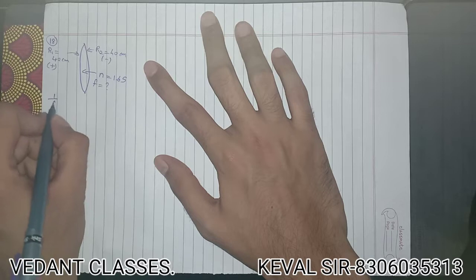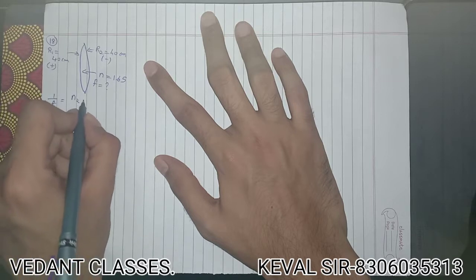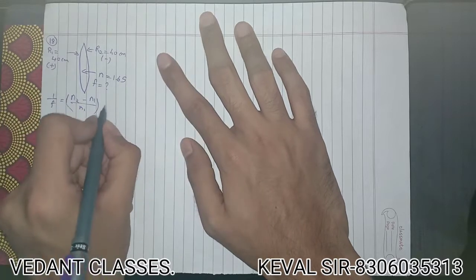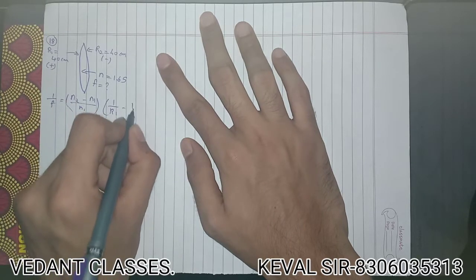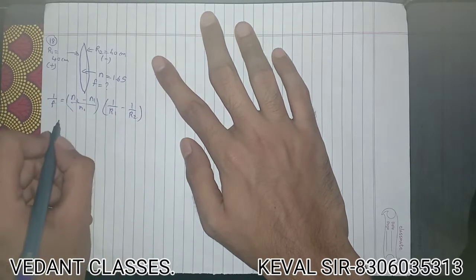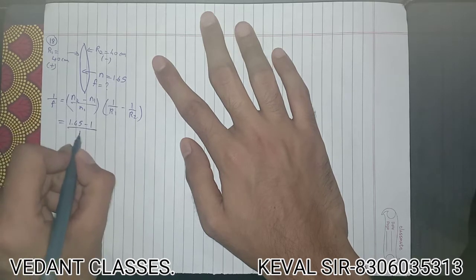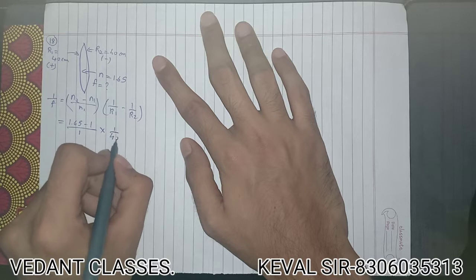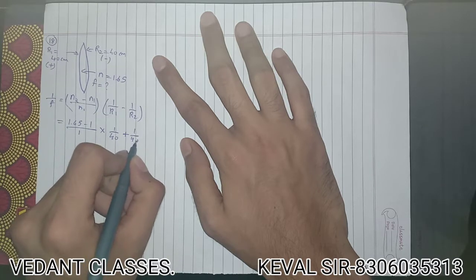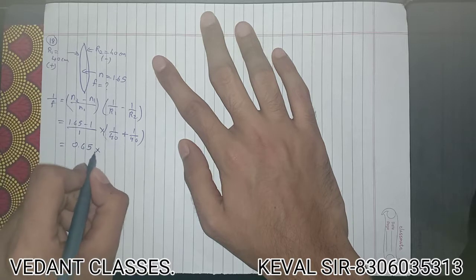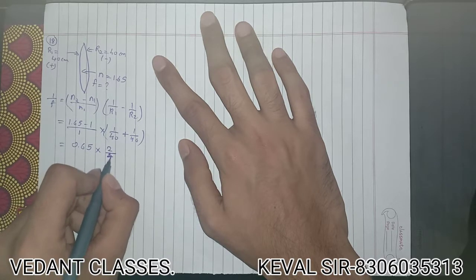So by lens maker's formula, 1 by f equals (n2 minus n1) upon n1, times (1 by r1 minus 1 by r2). So the value of n2 is 1.65, minus 1, upon 1, into 1 by 40, and minus plus, so this will be 1 by 40 again. So this will be 0.65 into 2 by 40.